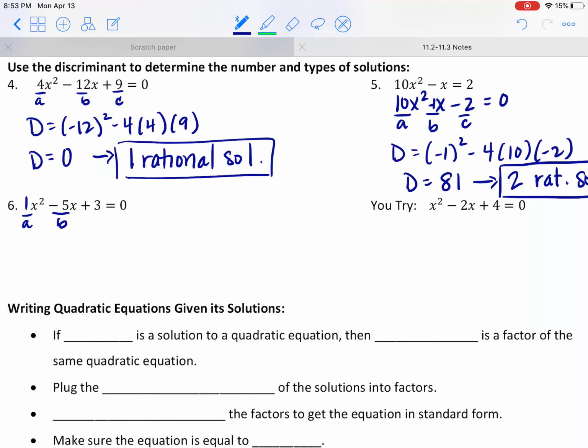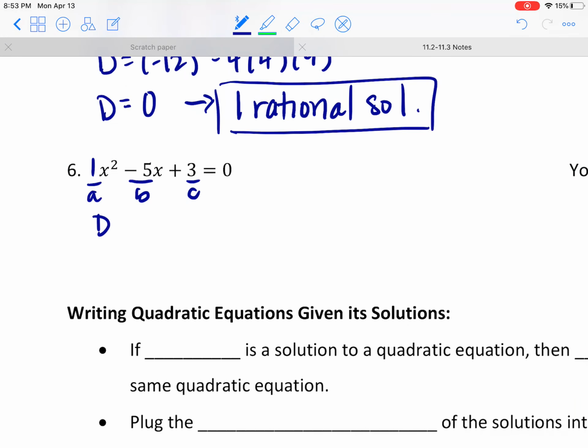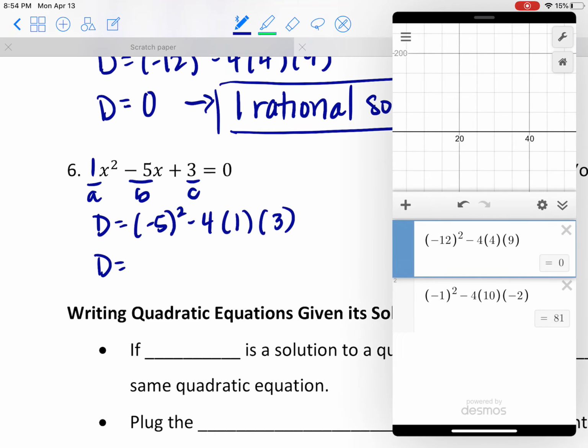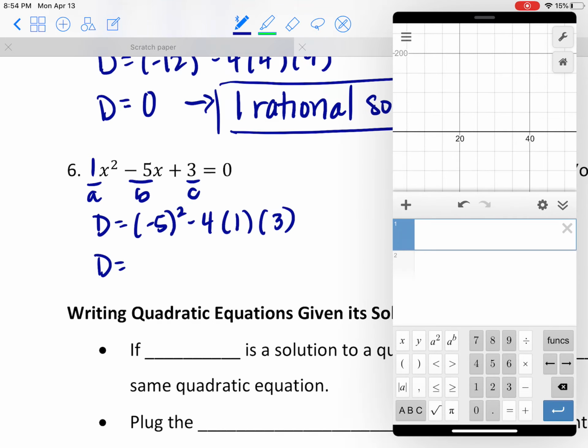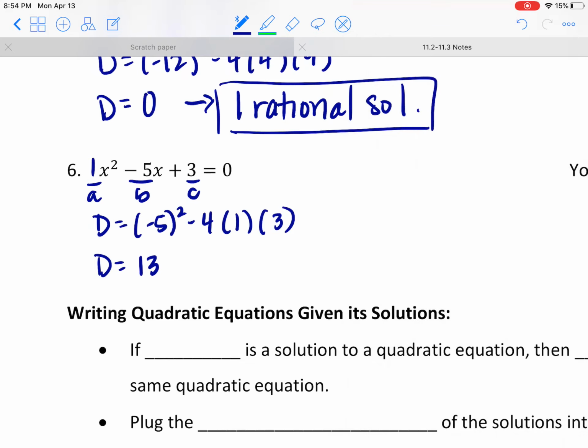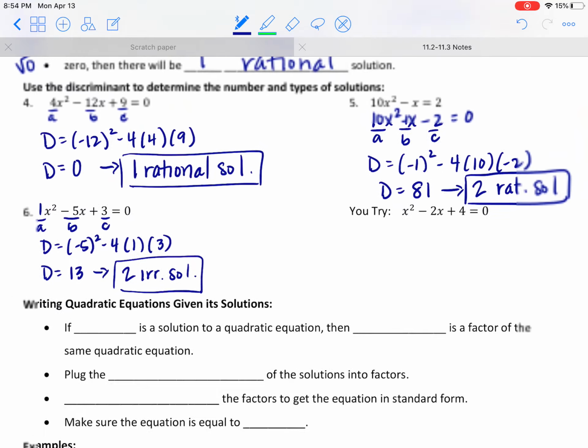All right, here, a is going to be 1, b is going to be negative 5, c is going to be 3. So this discriminant is b squared minus 4 times a times c. If you can do some of these in your head, awesome. I don't want to goof anything up. Negative 5 squared minus 4 times 3 and 1. I know those are out of order, but it doesn't matter. We get 13. So if I was solving with the quadratic formula and I got a 13 under the radical, that's going to give me a non-repeating, non-terminating decimal. This tells me this equation is going to have two irrational solutions.